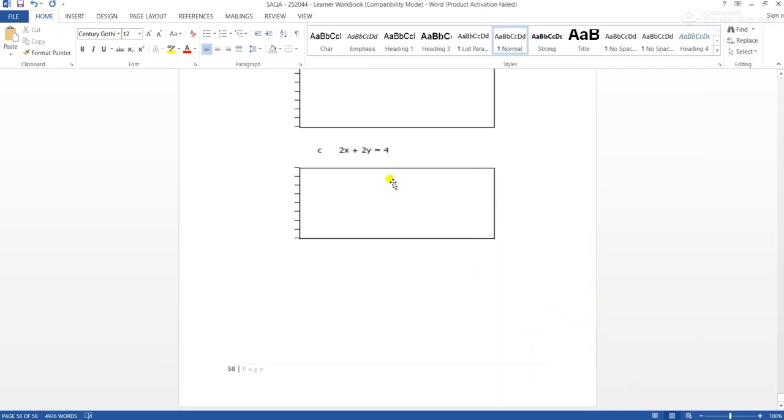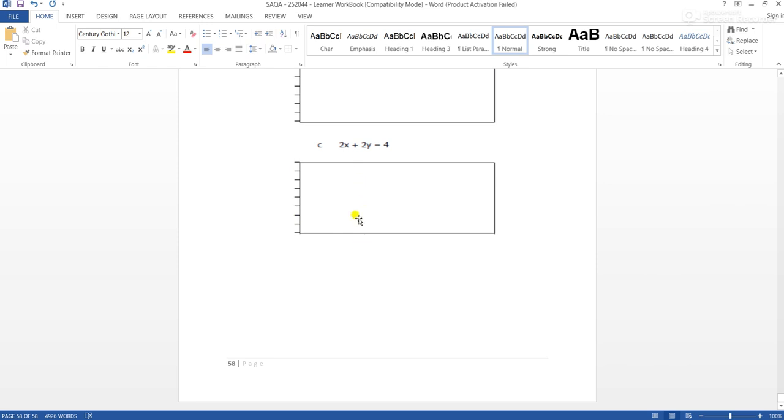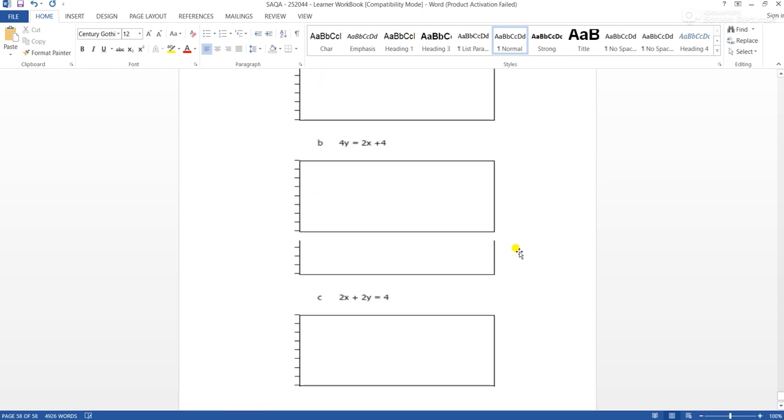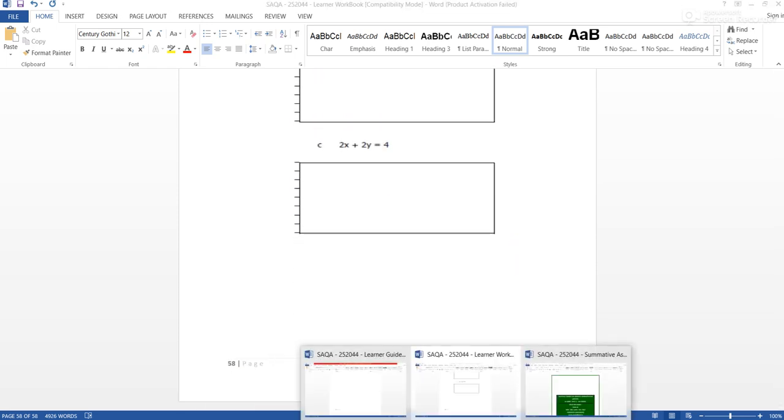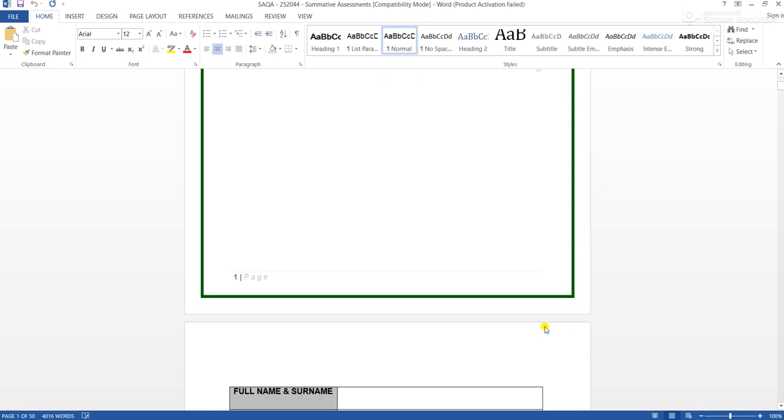And also you'll have to do the same with C. Make y the subject of the formula, take x to the right hand side, it will be minus, and divide everything by 2. So that's it with your formative assessment. So let's just go to your summative assessment.